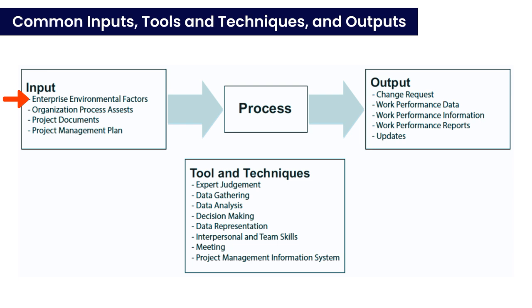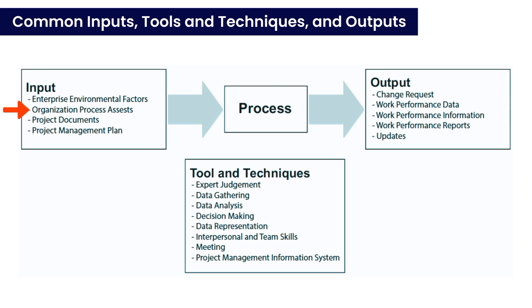Examples of enterprise environmental factors include organizational culture, structure, and governance, government or industry standards, including regulations or quality standards, infrastructure such as facilities and equipment, personnel management practices, stakeholders' risk tolerances, company work authorization systems, which ensure that work begins at the appropriate time and in the correct sequence, and information technology software used for project management, which may assist the project manager with budgeting, scheduling, and requirement management.